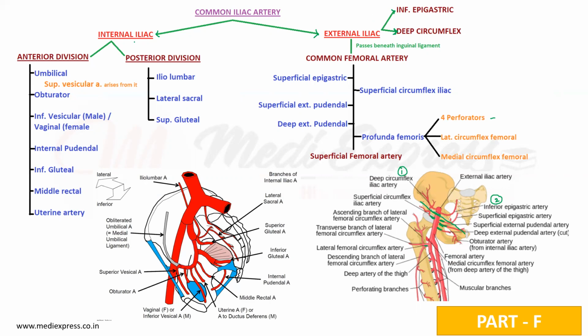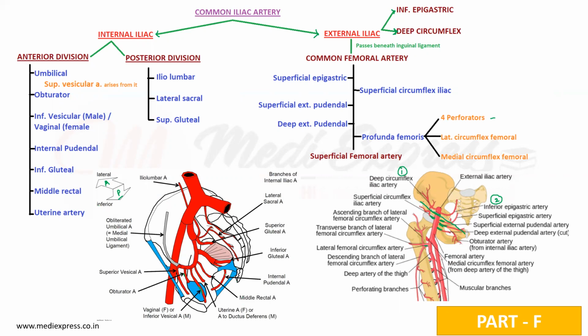Now coming to the internal iliac artery, it has an anterior division, and it has a posterior division. So talking about the anterior division, it is divided into an umbilical artery. Remember, it is divided into an umbilical artery, and superior vesical artery arises from this particular part. Now next one is an obturator artery. You can see obturator artery. Then we have an inferior vesical artery in male and vaginal artery in female. You can see over here. This is the inferior vesical artery or a vaginal artery.